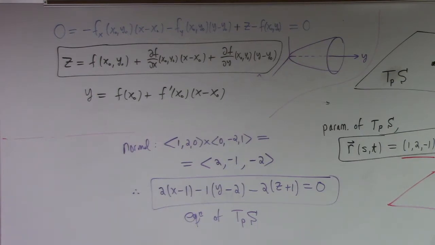So we have these three competing viewpoints: parameterization, level surface, graph. They each have their merits, and they're related. They're not mutually exclusive. You can transition from one viewpoint to the other.